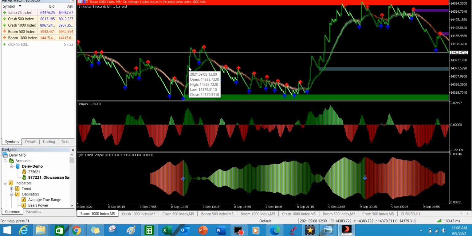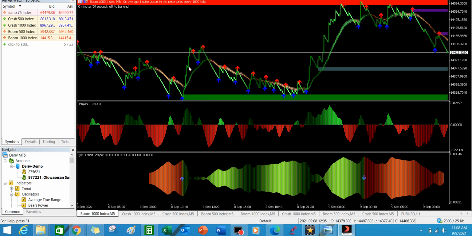First of all, if you are selling Boom, then the best trend for you to sell it is when the market is on downtrend, which is this region. And when you are buying the spikes in Boom, then the best time to do that is when the market is on uptrend, which is around this region.